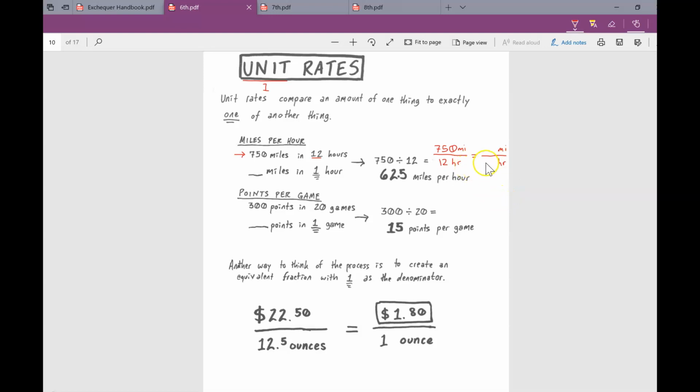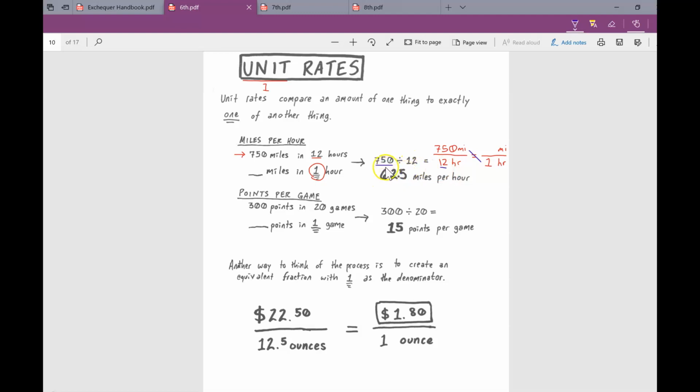Okay, now, what's the third number that we know in our proportion? Because we have to know 3 numbers to make this work. Well, that's 1. We want to know how far we travel in 1 hour. This is a proportion with 1 blank spot. We know our process. Multiply our diagonal, 750 times 1. Well, 750 times 1 is just going to give us 750. Then divide that by the number we haven't used yet, which is 12.